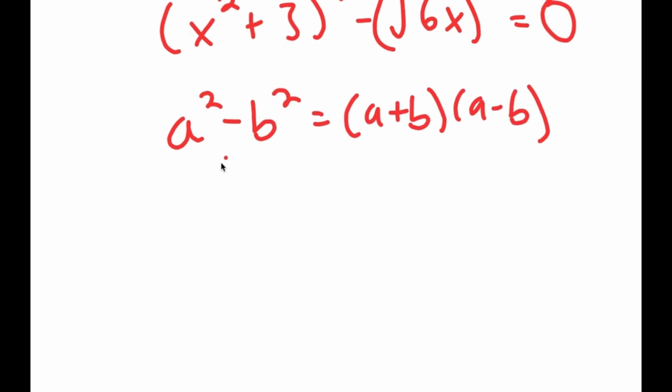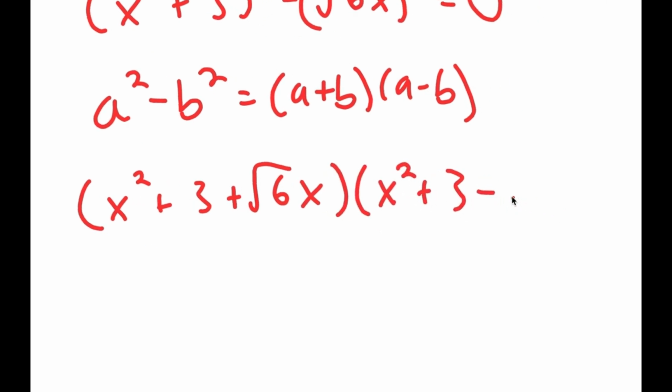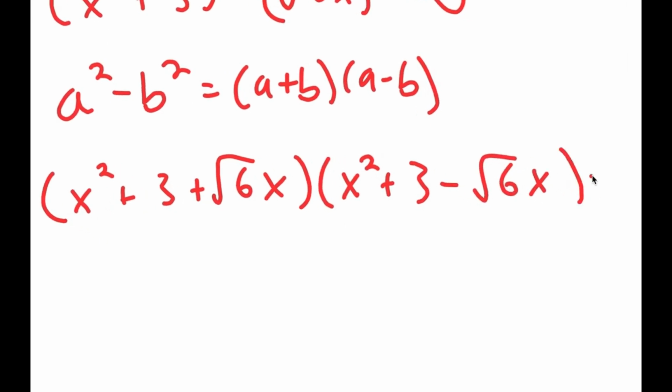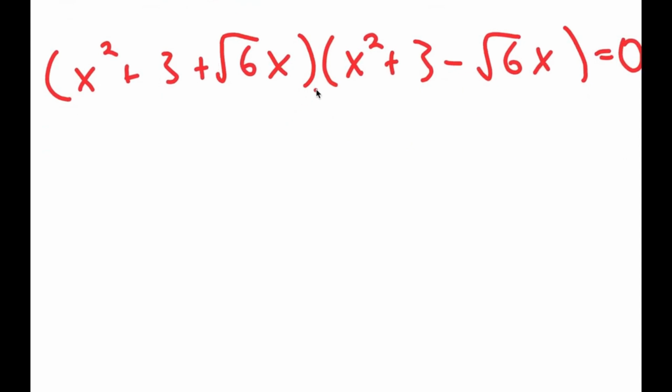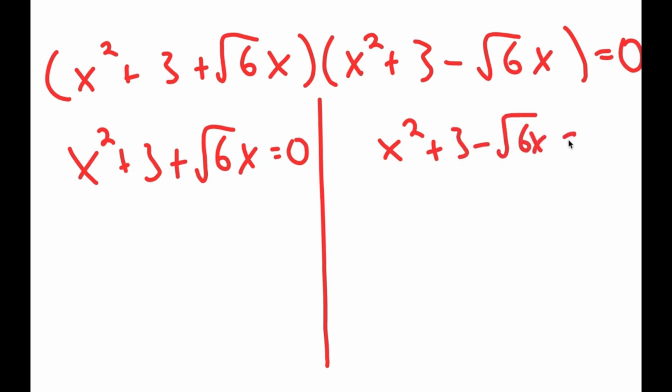So in this case, this turns into (x squared plus 3 plus the square root of 6x) times (x squared plus 3 minus the square root of 6x) is equal to 0. So this gives me two equations. I have x squared plus 3 plus the square root of 6x is equal to 0, and x squared plus 3 minus the square root of 6x equals 0.